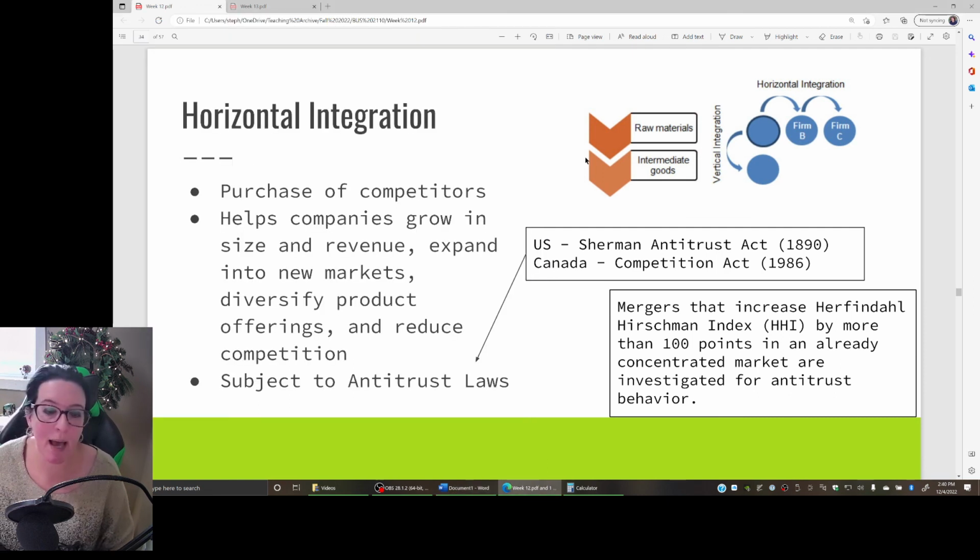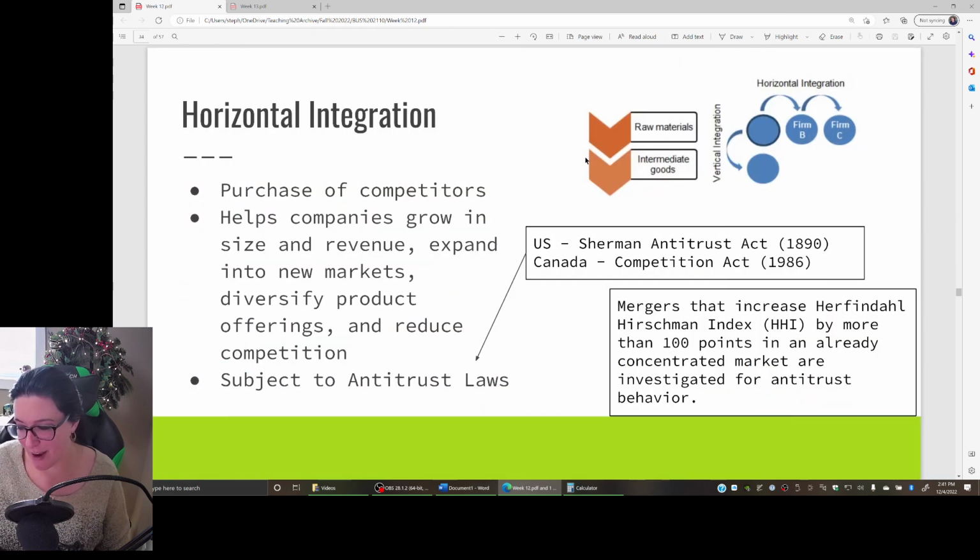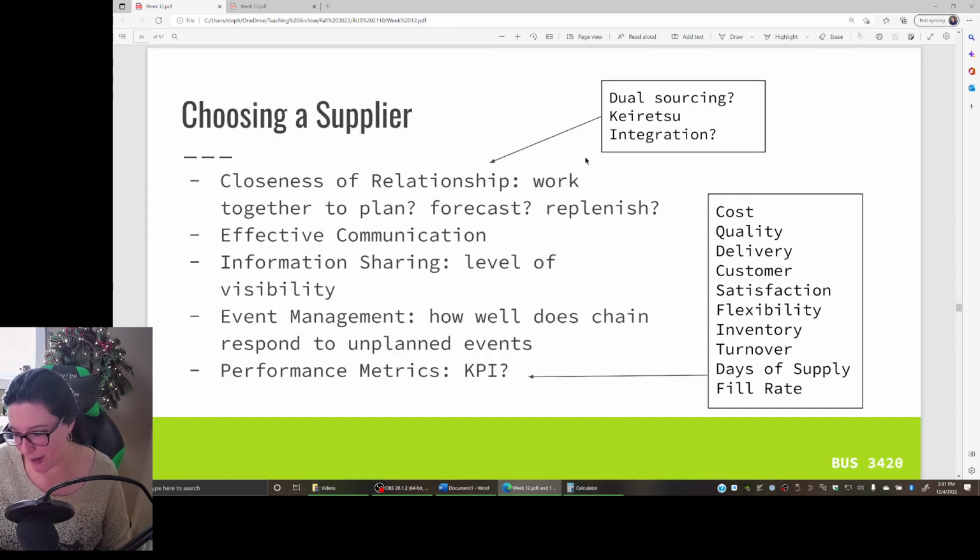So as we're looking at suppliers, we need to decide how close of a relationship are we going to have? Are we going to have multiple suppliers or one? Is it going to be a long-term relationship? Maybe it's just better that we have the relationship with ourselves and we have integration. How much information sharing? What kind of communication? And how are we going to measure the effectiveness of our supply chain?